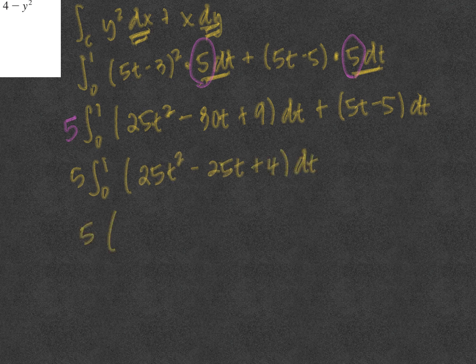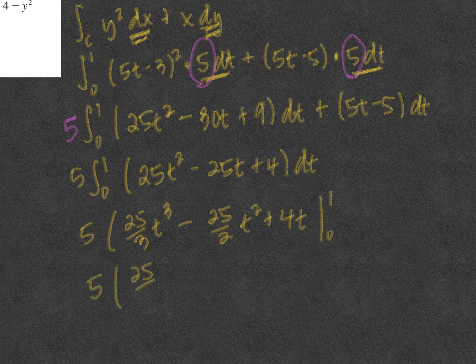So we have 5, and let's go ahead and integrate to be 25 over 3, t to the third, minus 25 over 2, t squared, plus 4t from 0 to 1. So when we put in 0, that's nice, but when we put in 1, we have 25 over 3, minus 25 over 2, plus 4, minus 0. Let's go ahead and write that. And this means I have 5 times negative 1 over 6, which is negative 5 over 6. And that's our answer for C1. So now we're going to look at C2.